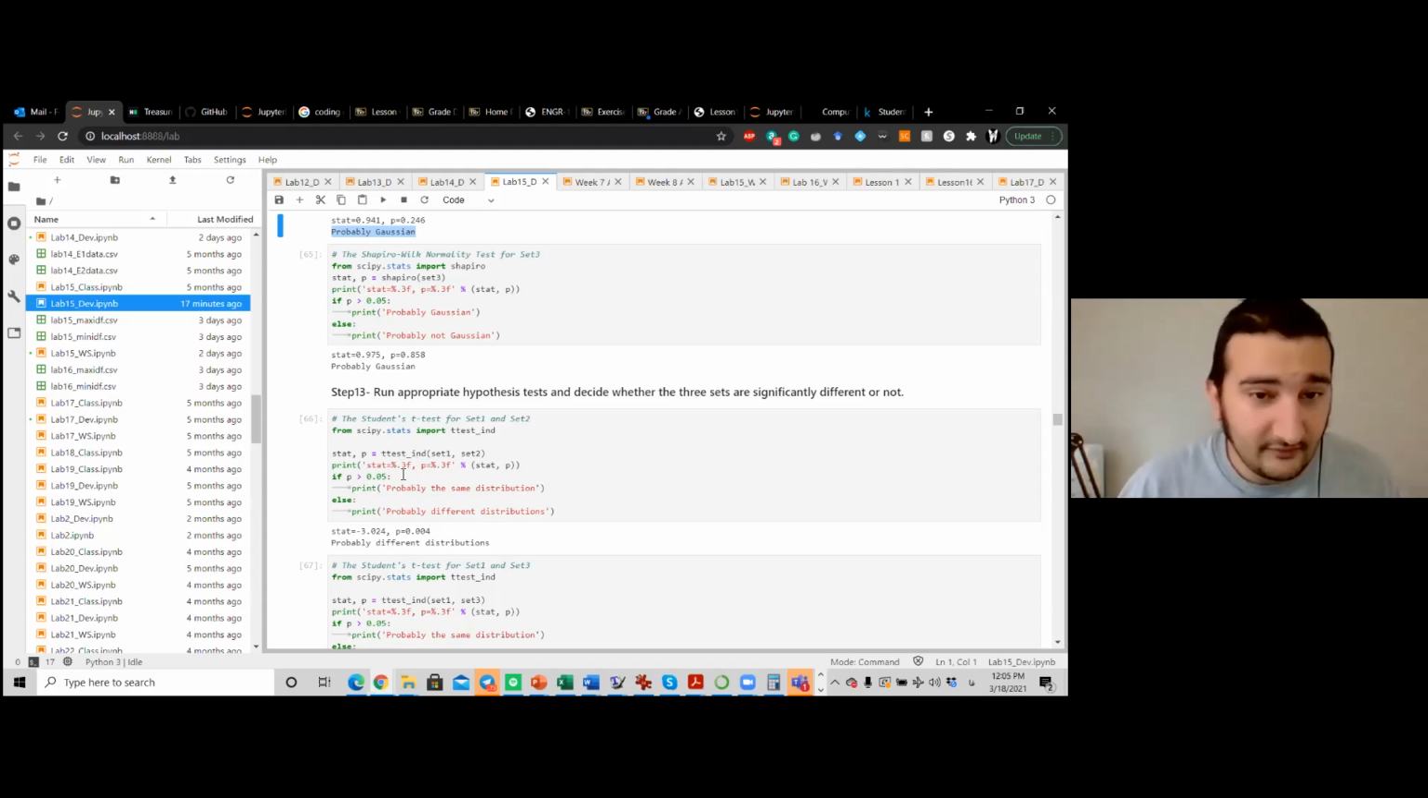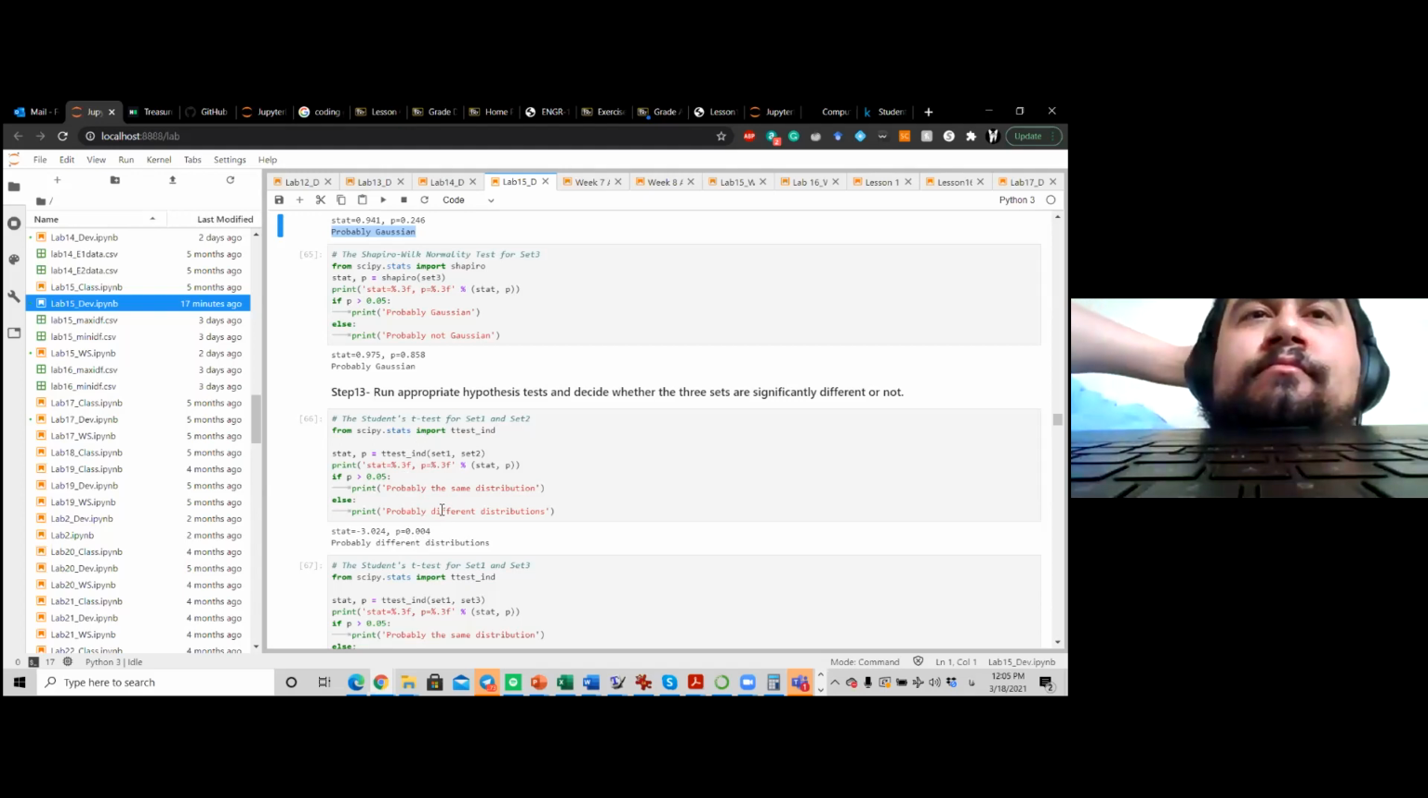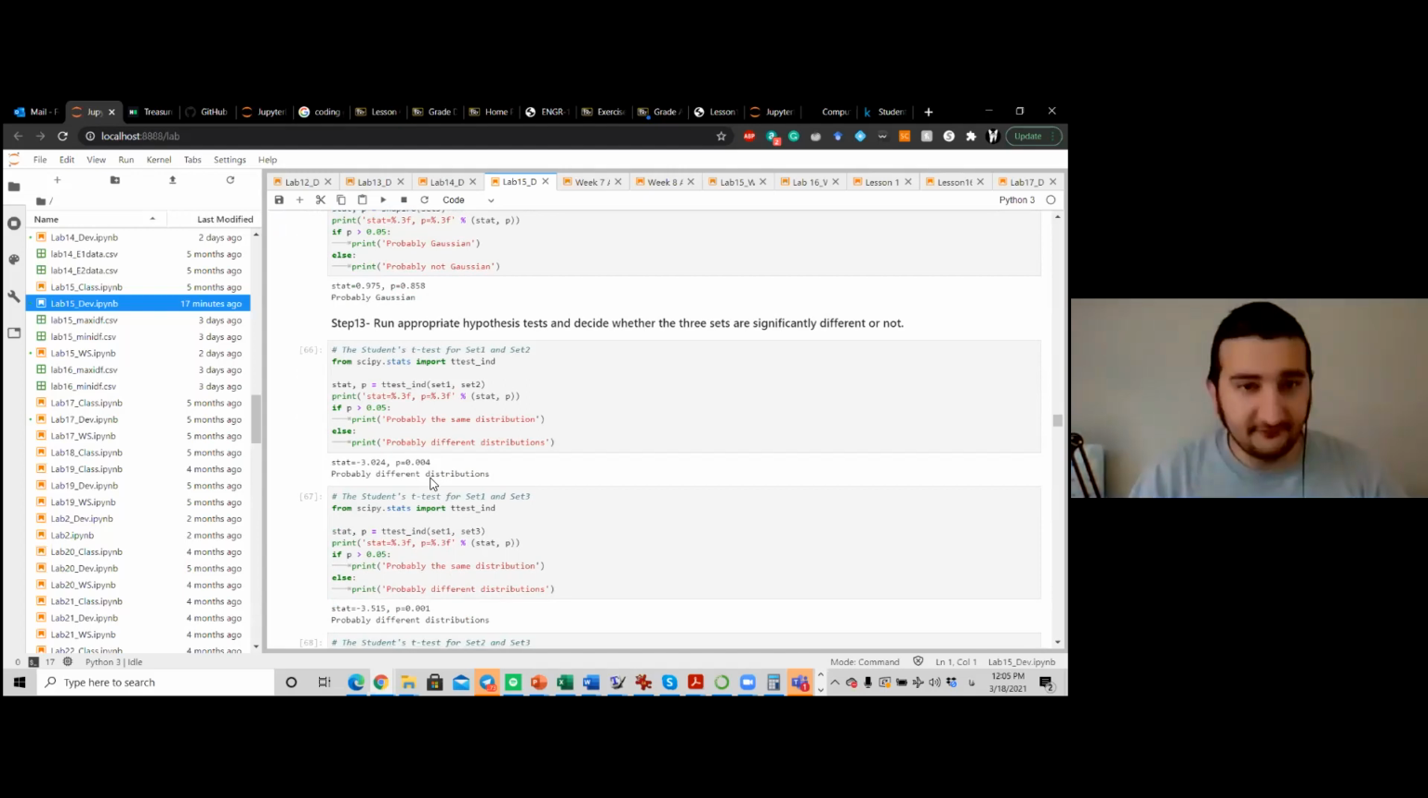And when I run the test, I get a p-value of 0.004, which is smaller or larger than my threshold? Smaller. Smaller, which means that they are probably from different distributions. So if we compared set one and set two, we got a p-value smaller than our significance level, and hence we said that they probably belong to different distributions.